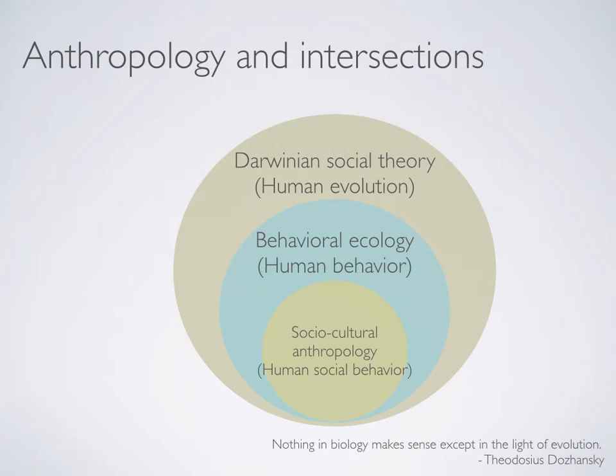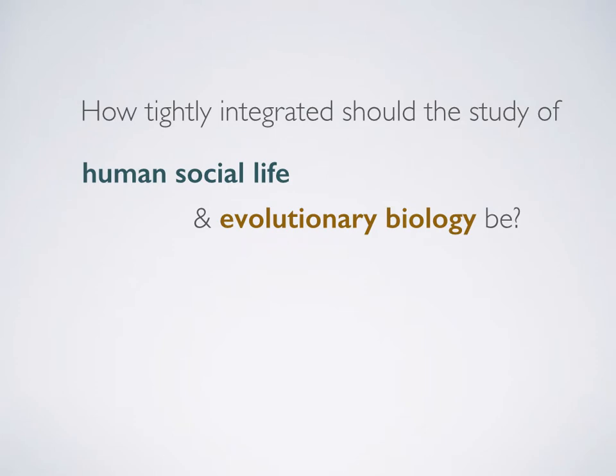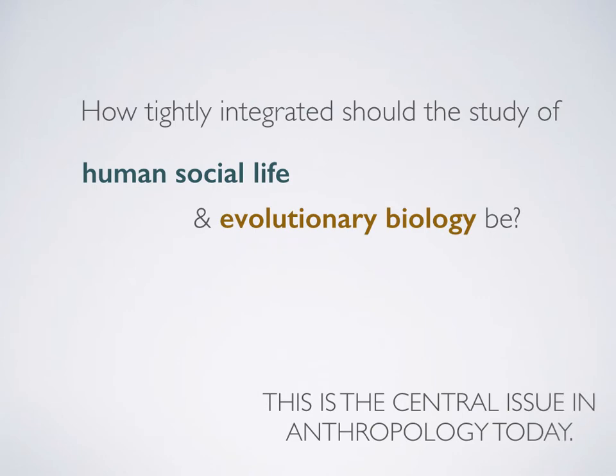Now this begs the question, how tightly integrated should the study of human social life and evolutionary biology be? And at this point, my hope in the lecture is that you're asking yourself, why is this even a question? But this is the central issue in anthropology today, and it has generated a lot of contention between anthropologists, everything from fistfights to dumping coolers of ice water on people in the middle of lectures. It's been an interesting ride for the last several decades and generation or so.